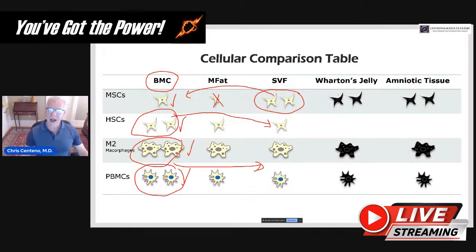And then we've got all the dead stuff over here, Wharton's jelly, amniotic tissue, lots of dead cells, but nothing that is surviving to culture in the peer-reviewed research.